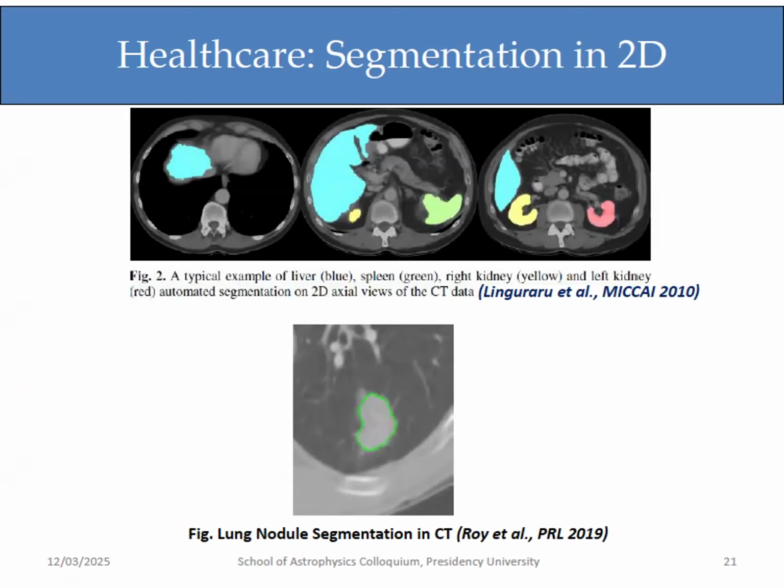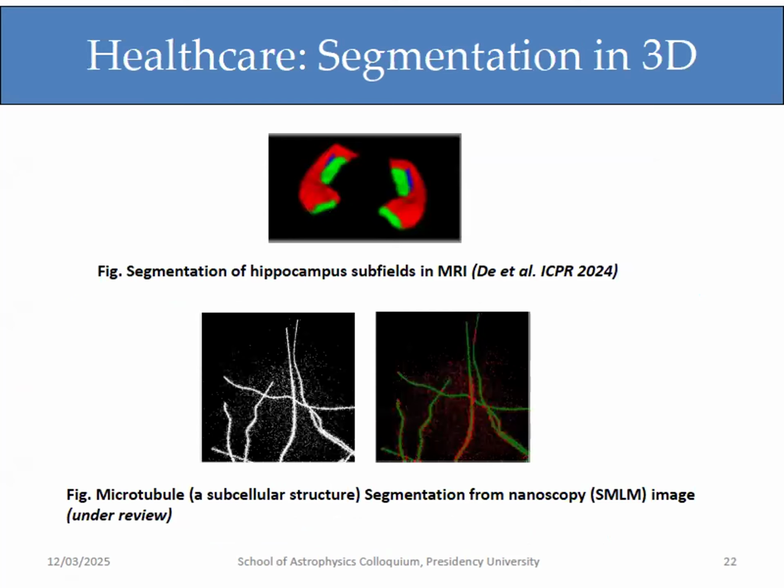Now you can extend it to 3D. For example, this is an organ in the brain, the hippocampus. What you are interested in is identifying different parts of the hippocampus. So this is a single object, but within that object you want to identify different subfields, which have been marked using different colors. So this is segmentation of hippocampus subfields from MRI data.